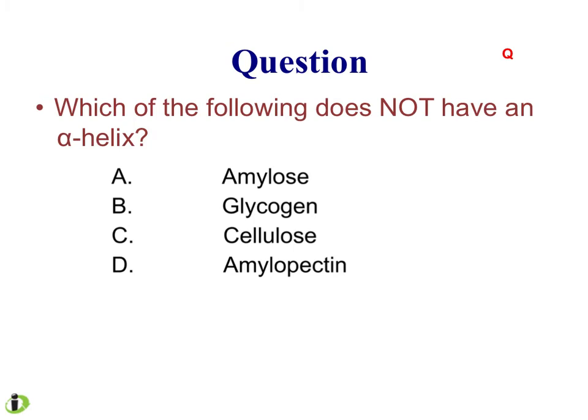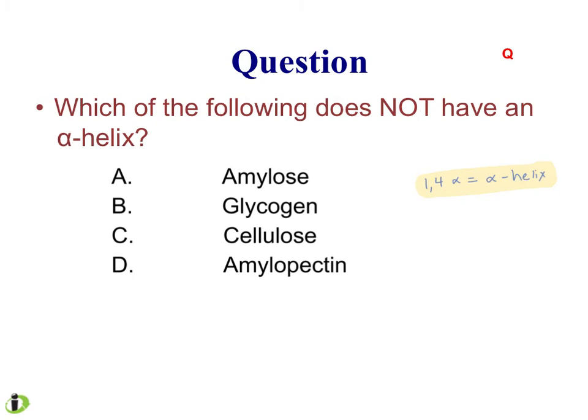So let's pause and review and see if we can answer a question about some of this material that we've covered so far. So the question is, which of the following does not have an alpha helix in it? So pause the video and think about the answer to that. All right, so what do you think? Which one is it? Right, it's going to be cellulose, right? It doesn't have an alpha helix because it doesn't have an alpha linkage, right? Alpha linkage, alpha helix, okay? So it's got to be cellulose.